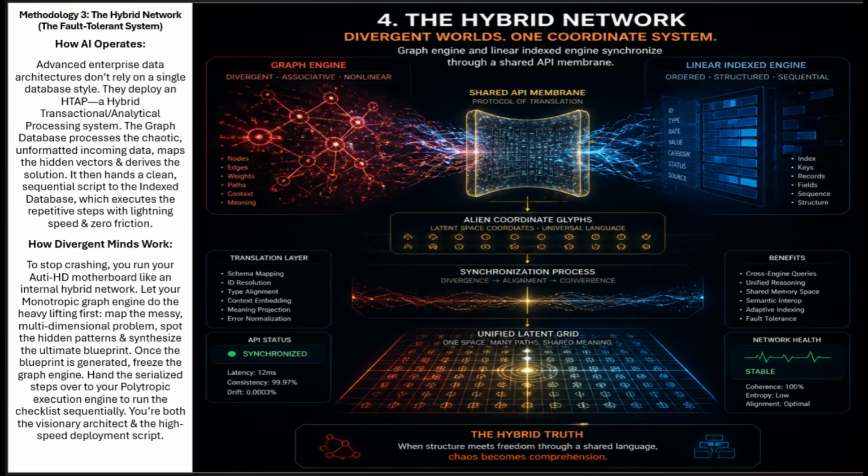How divergent minds work. To stop crashing, you run your ADHD motherboard like an internal hybrid network. Let your monotropic graph engine do the heavy lifting first. Map the messy, multidimensional problem, spot the hidden patterns, and synthesize the ultimate blueprint. Once the blueprint is generated, freeze the graph engine. Hand the serialized steps over to your polytropic execution engine to run the checklist sequentially. You're both the visionary architect and the high-speed deployment script.